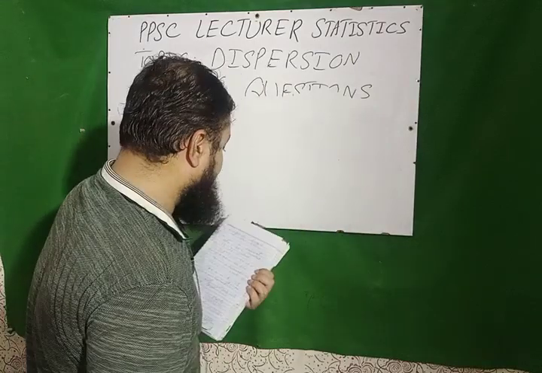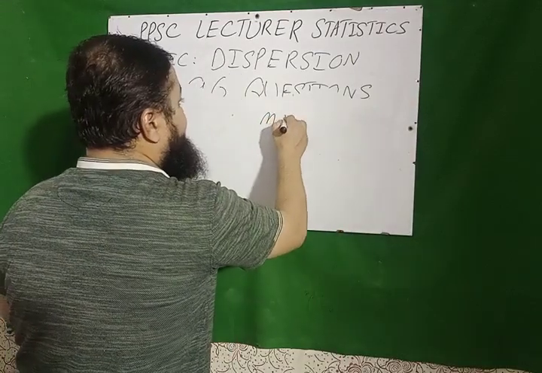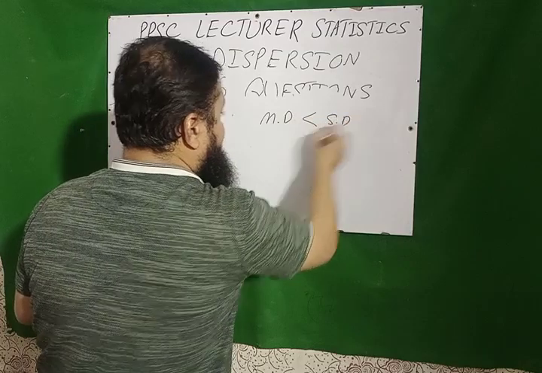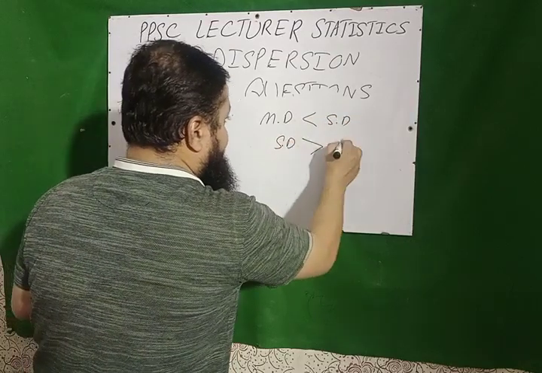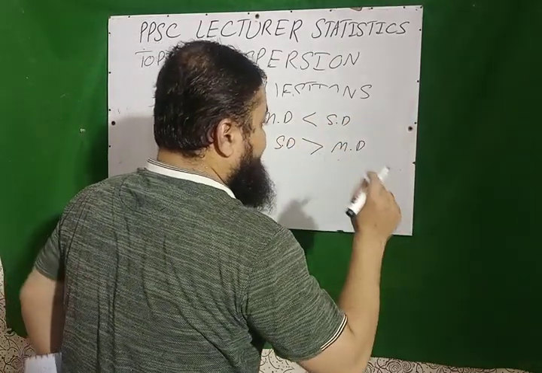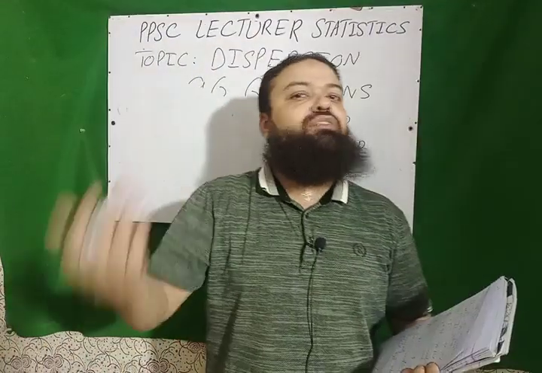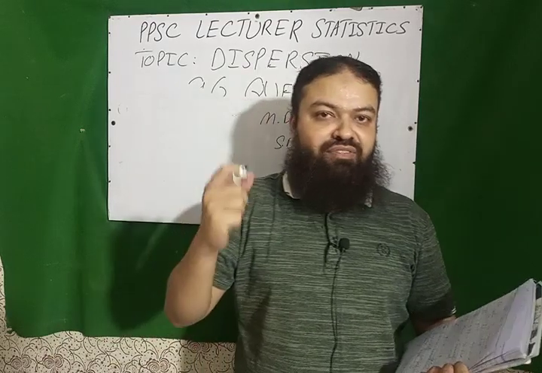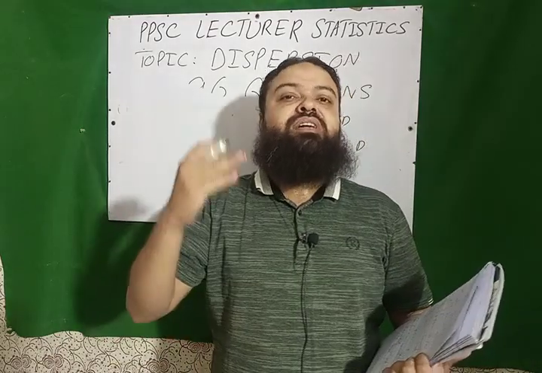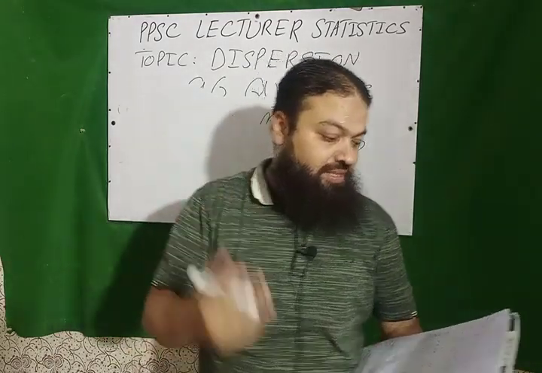Then next question is very important. Mean deviation is always less than standard deviation. Standard deviation is always greater than mean deviation for all the positive distinct numbers. If we have the same numbers, then mean deviation is equal to standard deviation. They are 0. But whenever we have the positive distinct numbers, standard deviation is always greater than mean deviation.